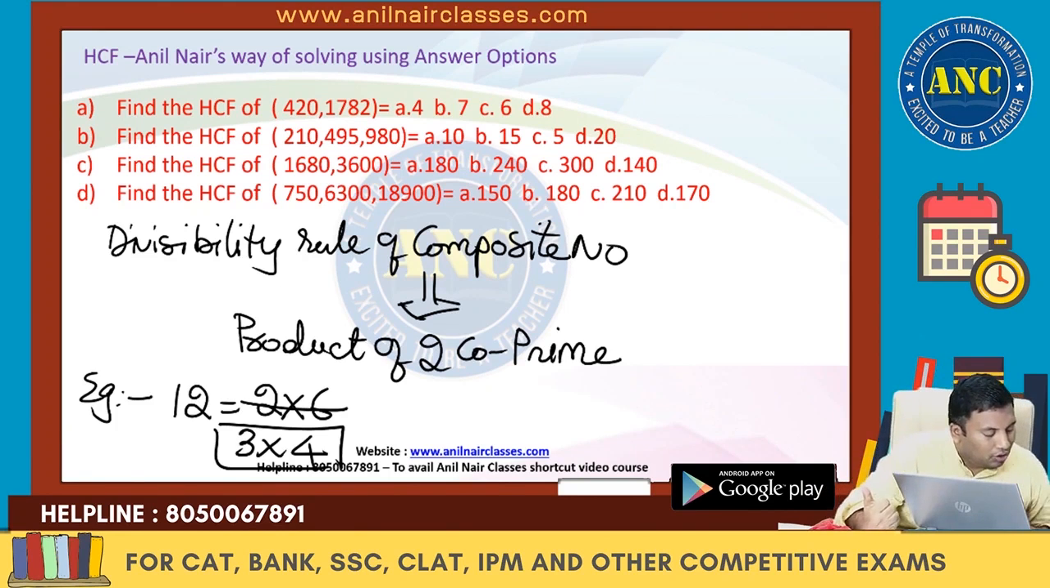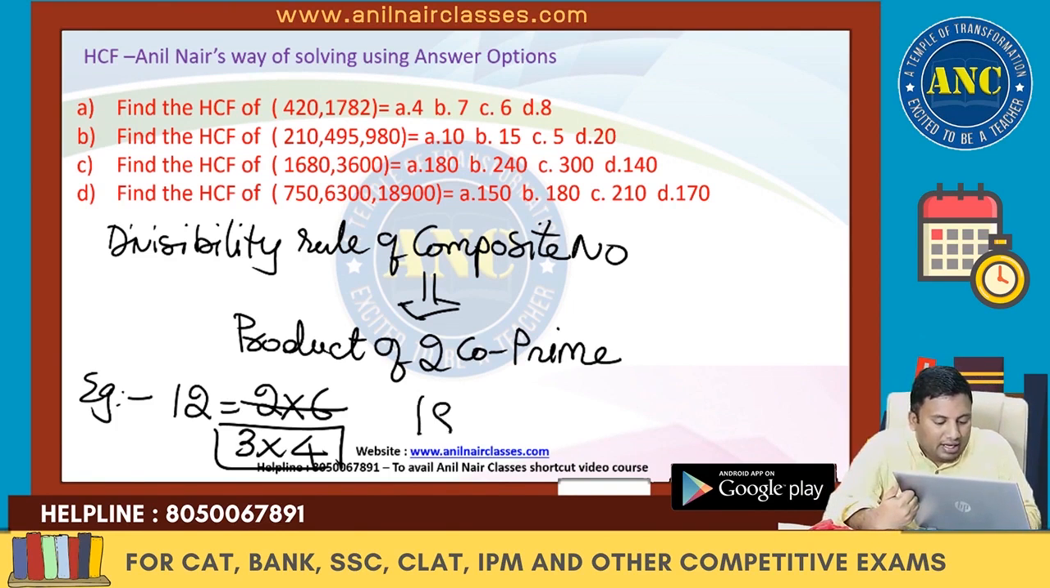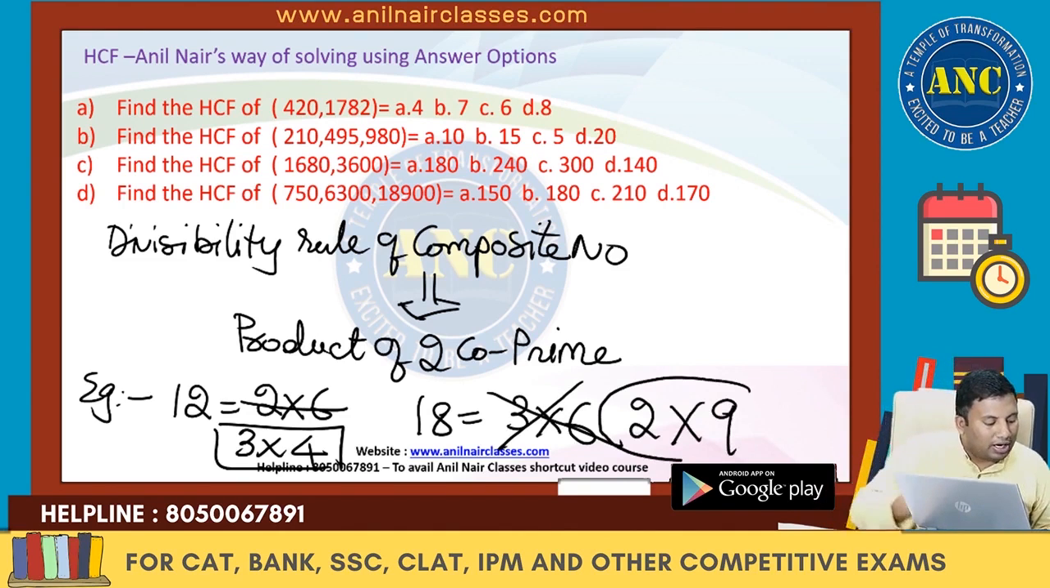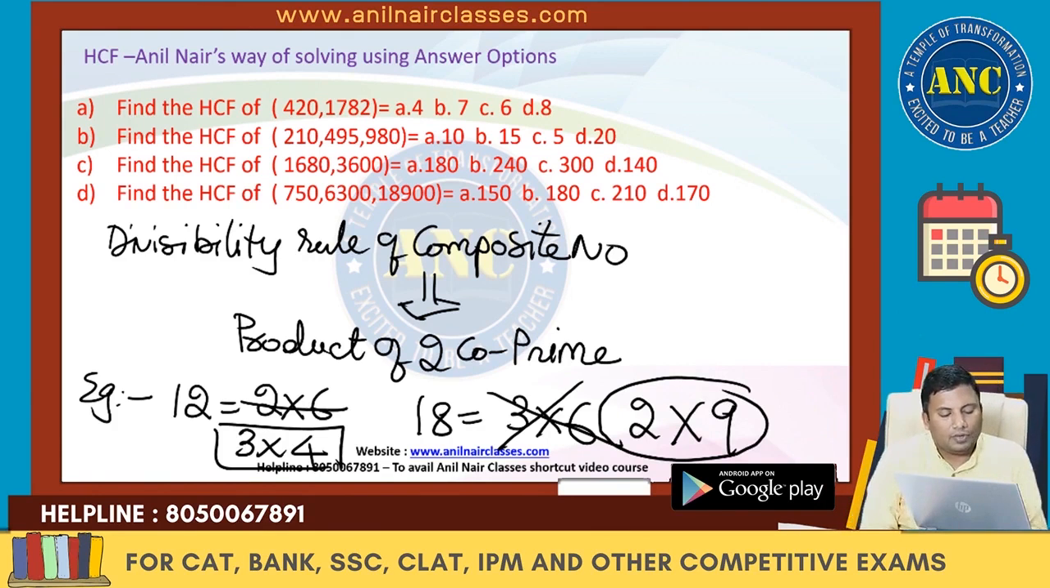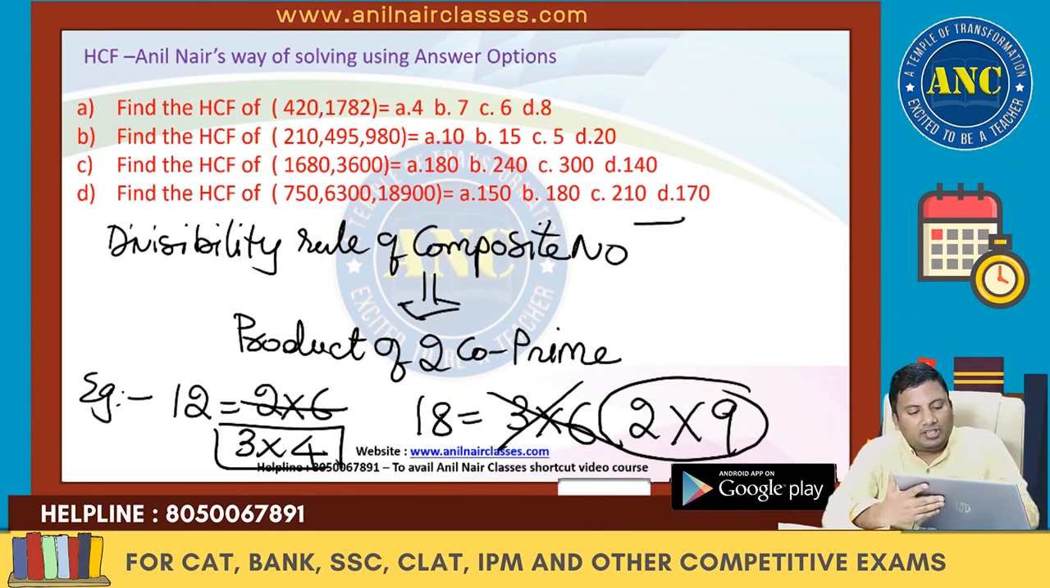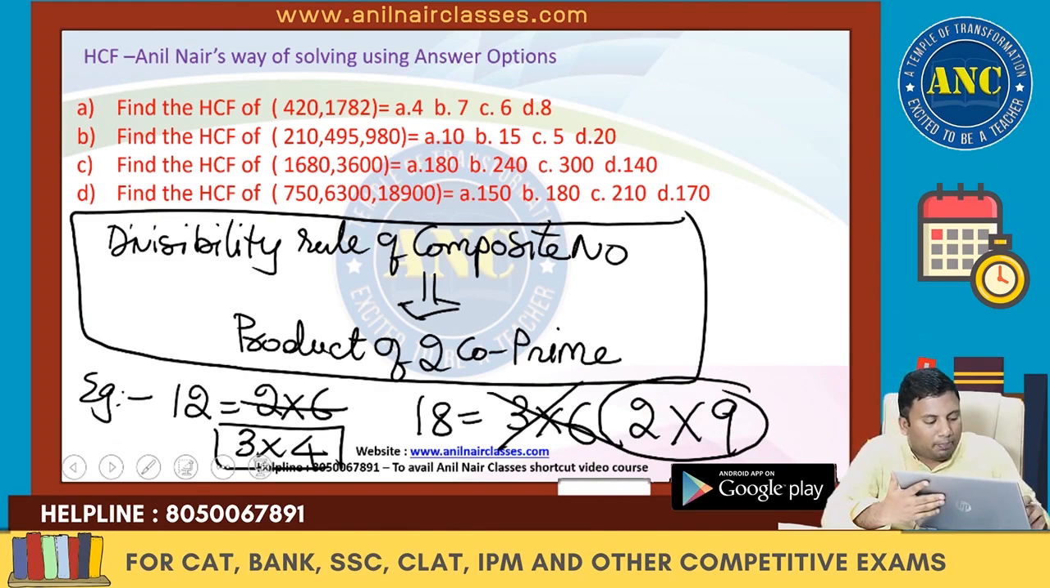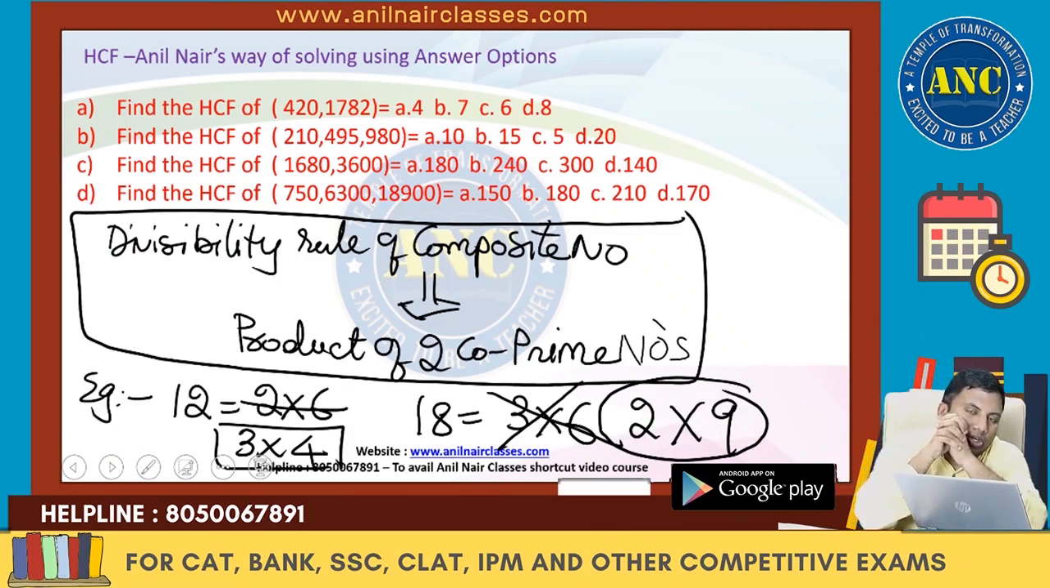So according to you, 18 would be written as 3 and 6, but they are not coprime. You should use the divisibility rule of 2 and 9. I hope you have understood the mistake which you made. The composite number divisibility rule is a product of two coprime numbers. It is a product of two coprime numbers. All the four options. Is it clear to you?